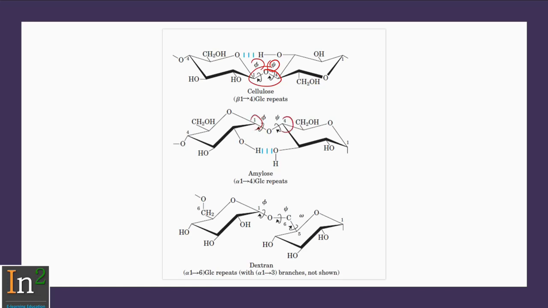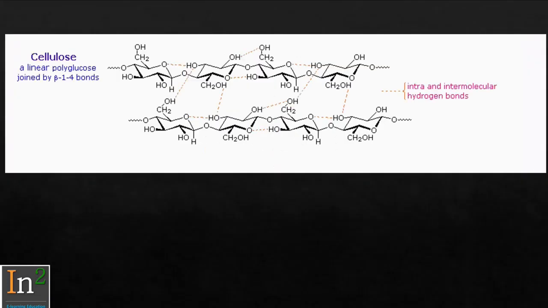But in branching, where carbon number 1 is joined with carbon number 6 of a glucose molecule, there will be three torsion angles: phi, psi and omega. Here all three bonds are flexible and all three are responsible for the final structure of the polymer carbohydrates. Therefore, it should be very clear that, like protein and nucleic acid, carbohydrates can also show different conformations due to the torsion angles present in their polymeric form.